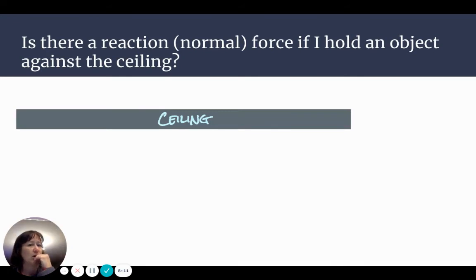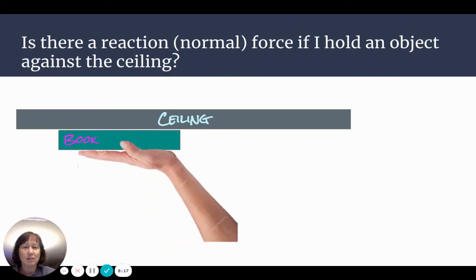What about if I hold an object against the ceiling? Okay, what do you think? Well, if I push an object against the ceiling, guess what happens? The normal force actually points down because the electrons on the ceiling repel the electrons on the book. And so the ceiling has a normal force on the book that points down.